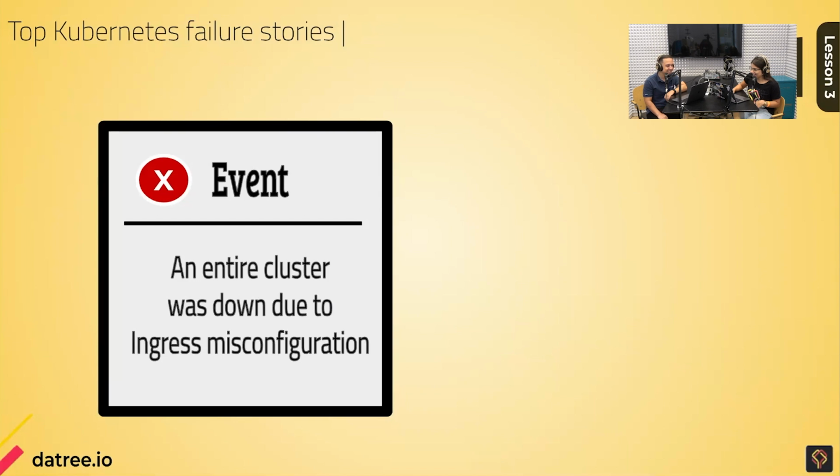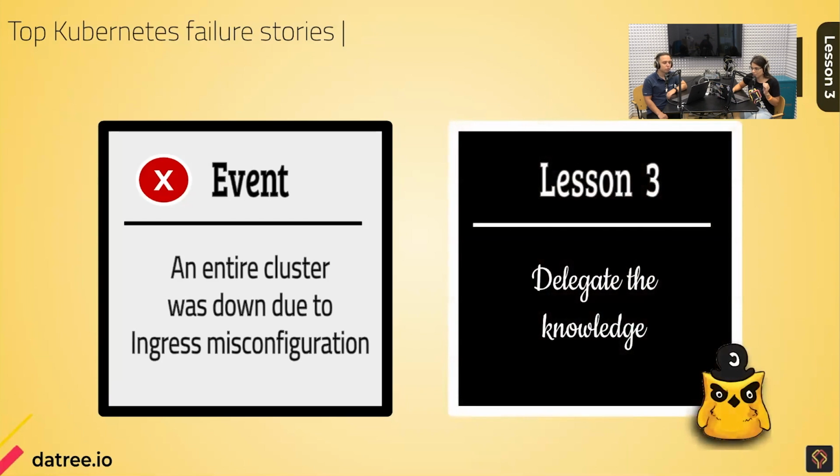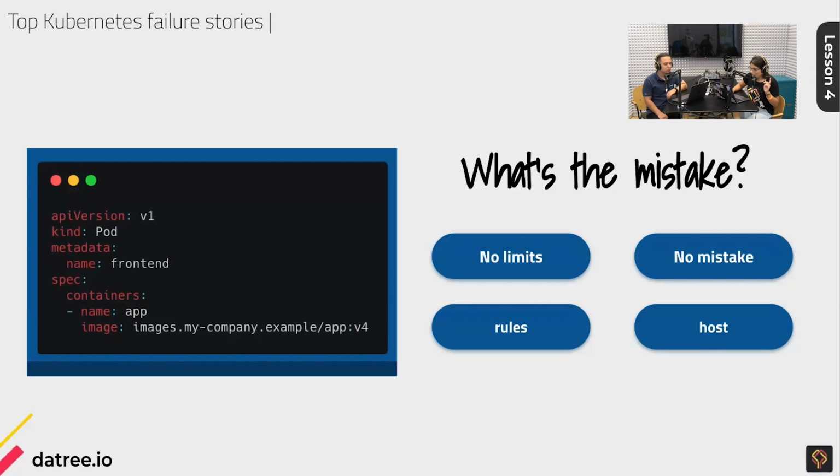Not good. And this also happened to Target. One of the developers just set a star in the ingress resource, and it immediately took their entire cluster down. And the lesson that Target taught me is how important it is to delegate the DevOps knowledge to the rest of the developers team, educate them. It's very, very important. Let's move forward to the next mistake.